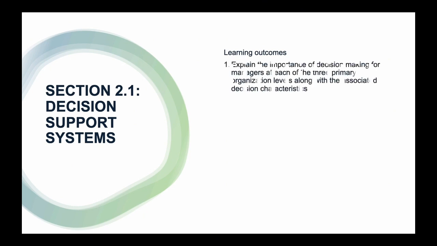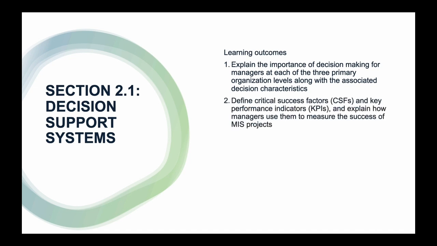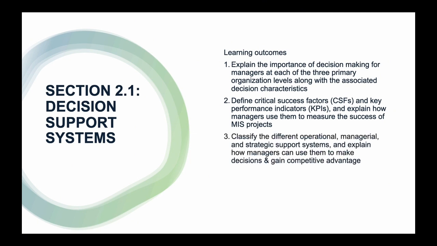Section 2.1, Learning Outcomes. Number 1, explain the importance of decision-making for managers at each of the three primary organizational levels, along with associated decision characteristics. Number 2, define critical success factors and key performance indicators, and explain how managers use them to measure the success of MIS projects. Number 3, classify the different operational, managerial, and strategic support systems and explain how managers can use them to make decisions and gain competitive advantage. Number 4, describe artificial intelligence and identify its main types.